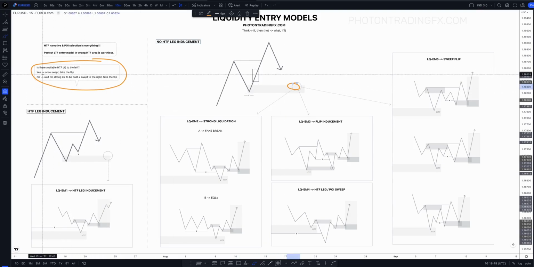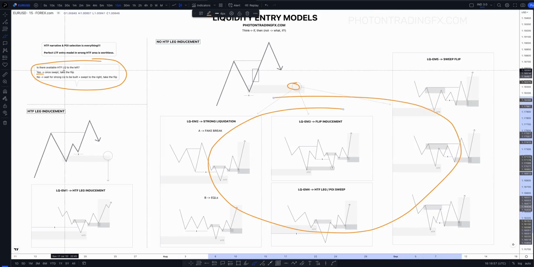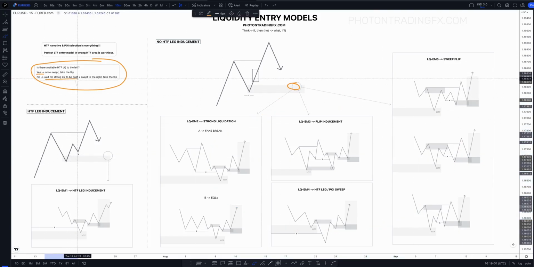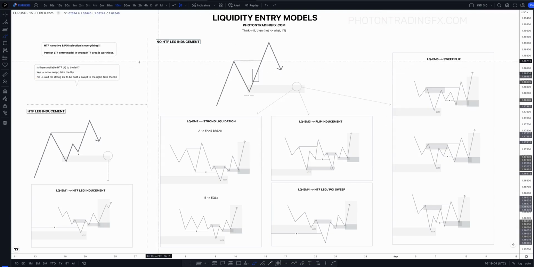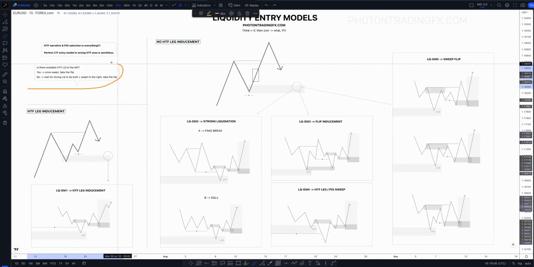No. Okay. Or if there is, sorry, when we're here, then once that liquidity has been taken, you can take the flip. If there isn't, then you're in one of these scenarios, and so you can wait for the strong liquidity to be built and swept to the right and then look to take the flip. It's just another way of simplifying it. But I'm going to really stress that I'm not saying you should do this.